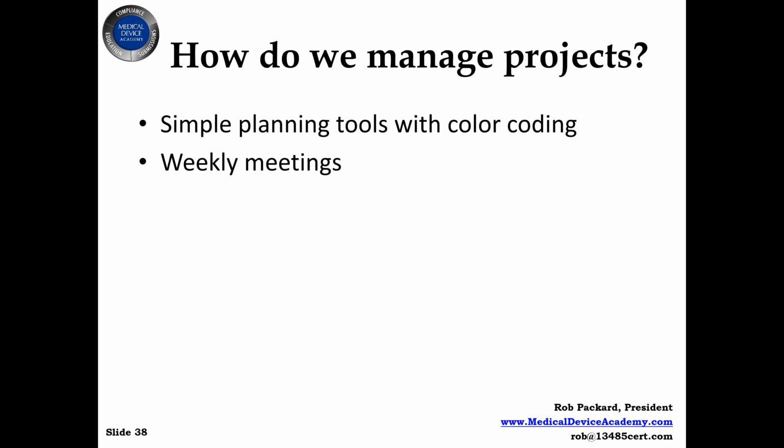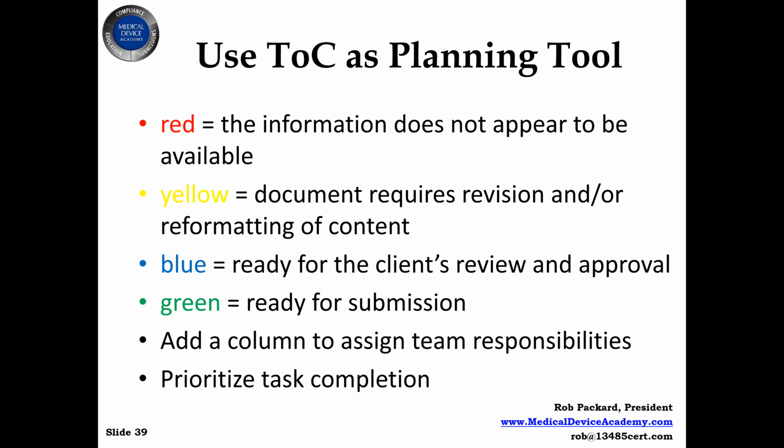And we even identify things that need to be signed by the client in blue. So we have 4 different colors we use to color coordinate the status of different items for the project. As I said before, we have red, missing, yellow, it's in progress, blue needs their signature, green ready to go, and we prioritize the task completion for the clients as well.